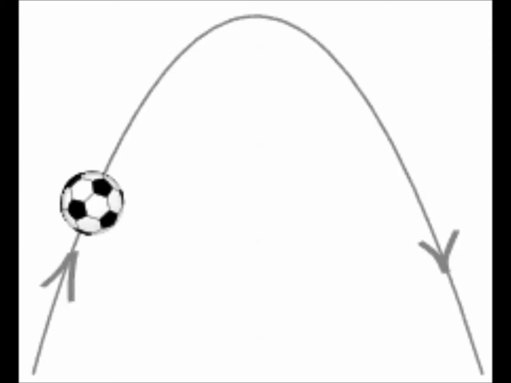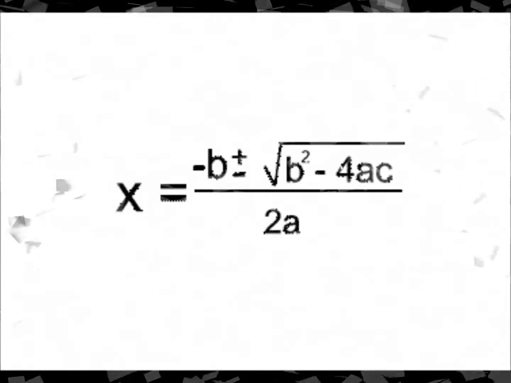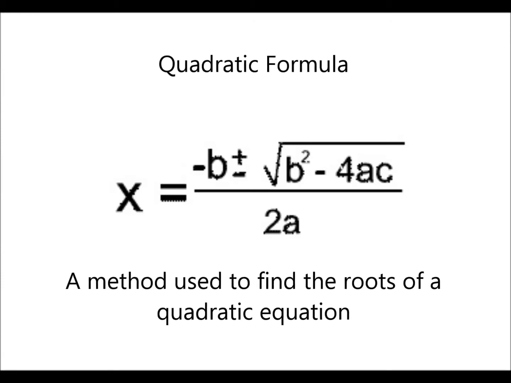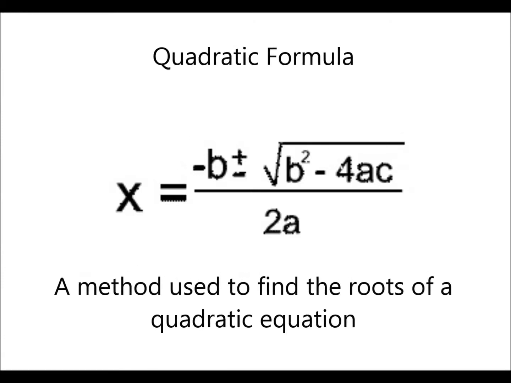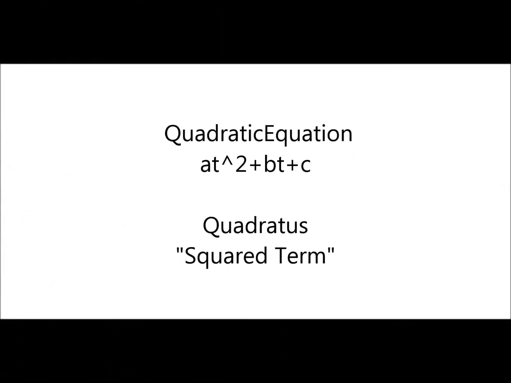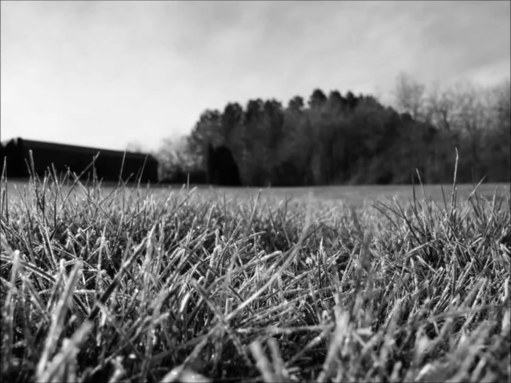He then recalls the quadratic formula, which is a method that is used to find the roots of a quadratic equation, which has a squared term due to the root word of quadratus, which means squared. He plans to use the concept to figure out exactly how long it will take for the ball to return to ground level. Larry stands at a height of 3 meters.